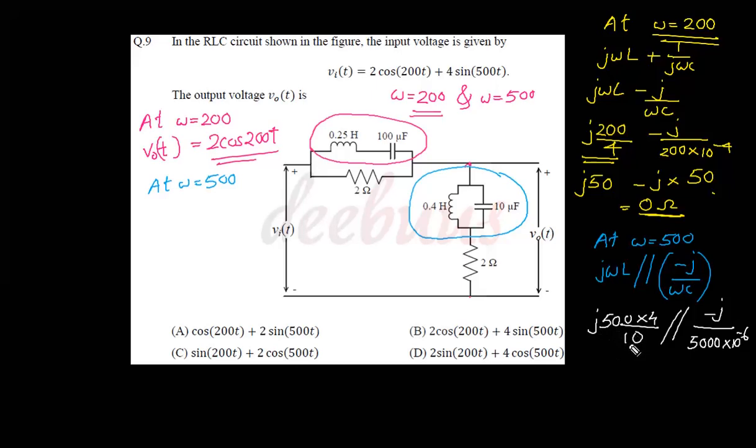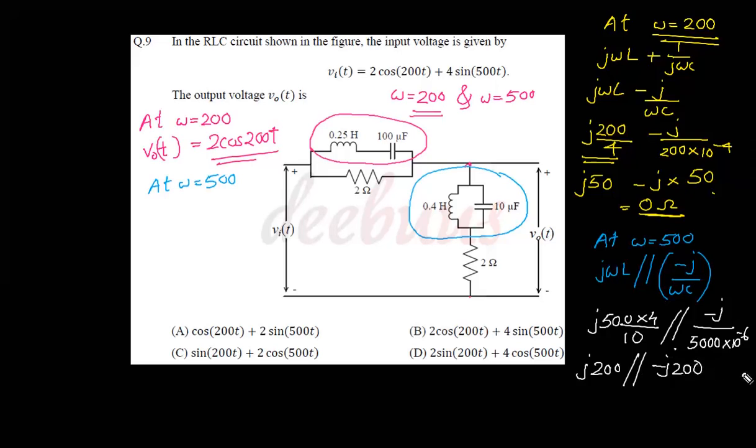So this term simplifies to j 500 into 4, which is 2000, and 2000 by 10 is 200. So j 200 in parallel with minus j into 10 raised to 3 by 5, because 10 raised to minus 3 cancelled with 1000 here and goes to the numerator. 10 raised to 3 is 1000, and 1000 by 5 is 200. So this is actually minus j 200.